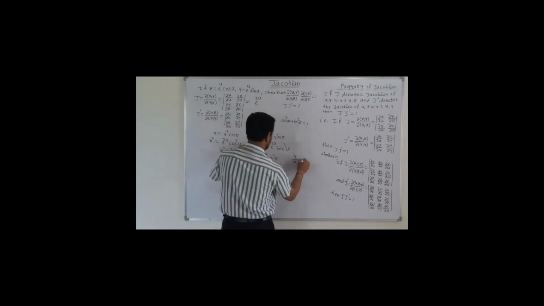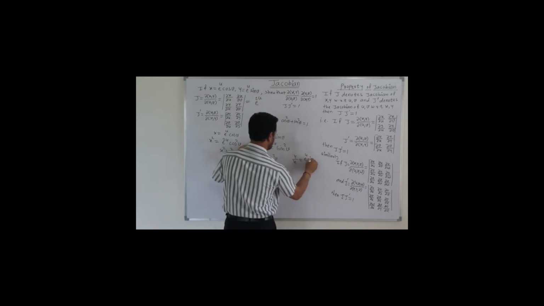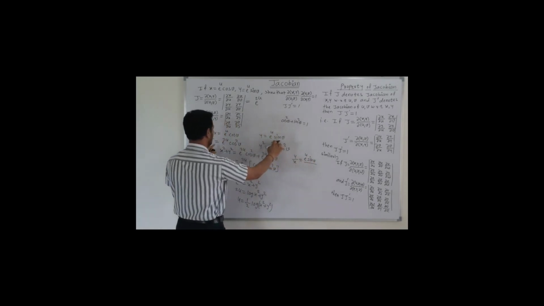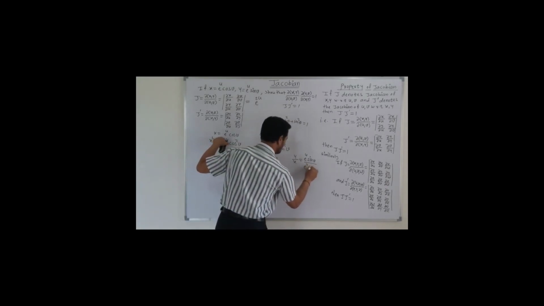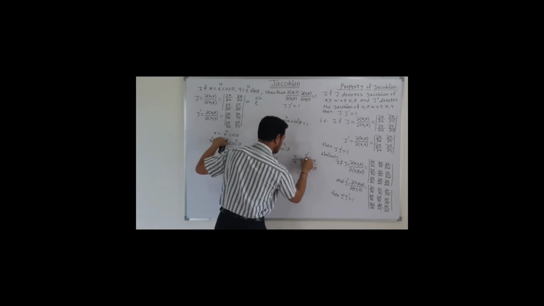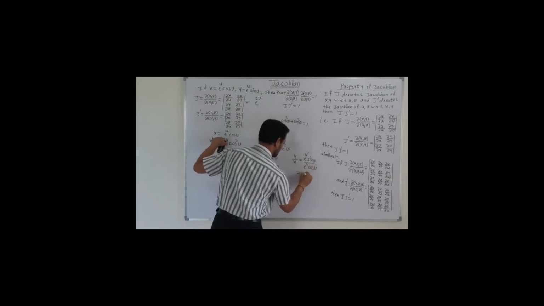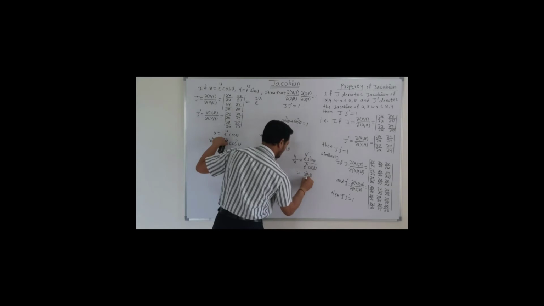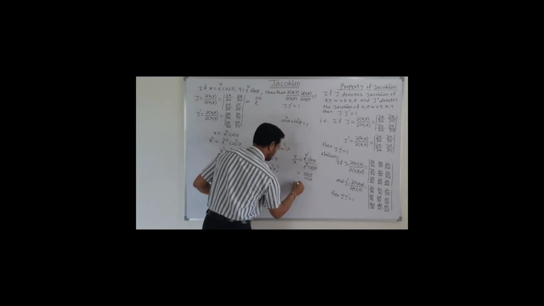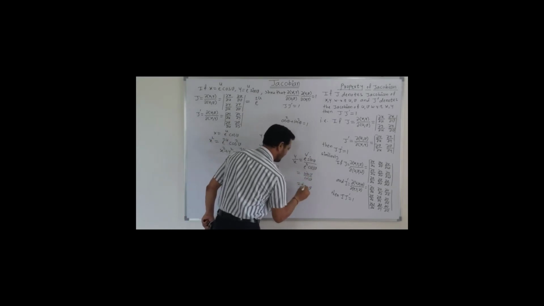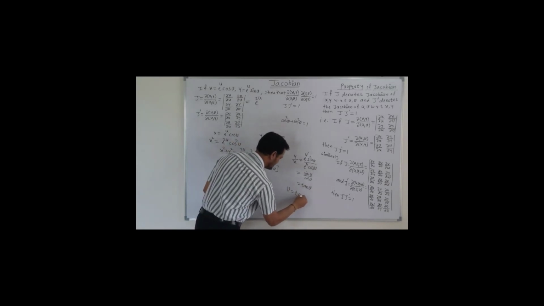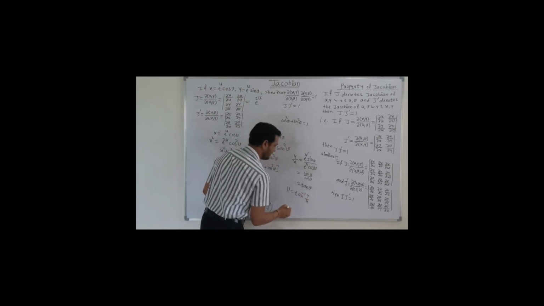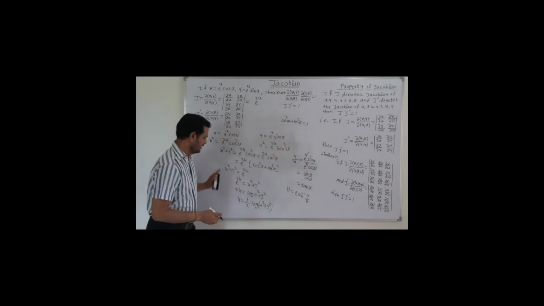So if we take the division, then this becomes e raised to u into sin of v, which is the value of y, upon the value of x, which is e raised to u into cos of v. So this e raised to u will get cancelled, and this becomes sin of v upon cos of v, which is tan of v. So that means we get the value of v is equal to tan inverse y by x. So this is the way to get the value of u and v.